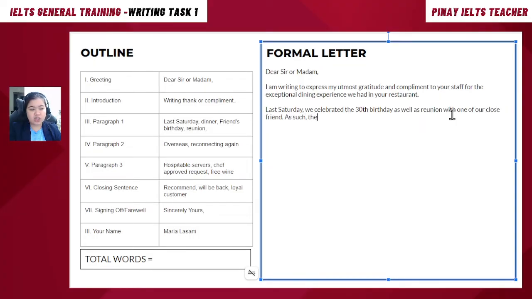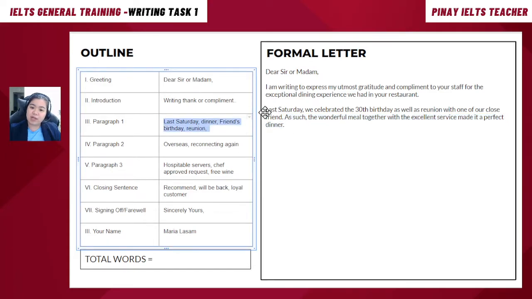As such, the wonderful meal together with the excellent service made it a perfect dinner. So this is just me adding another sentence because I feel like the words that I put in outline have already been said here and I want it longer. Remember, you need to have 150 words. So I'm just adding extra details there. Like, this is what we celebrated.